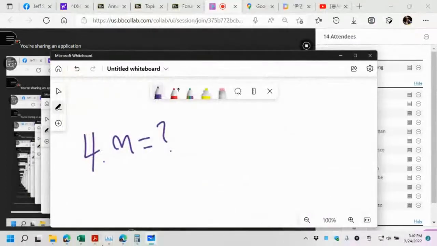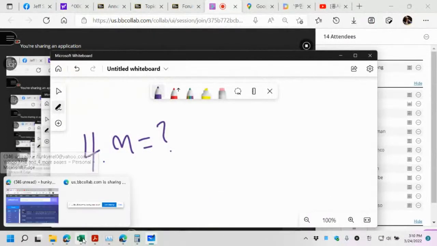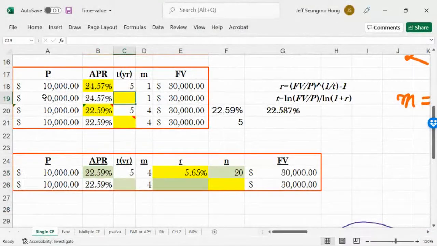The example was here. What if you know the APR is 24.57, right? The same scenario: you put $10,000 in the bank today. Currently its APR is 24.57, and your target future value is 30K. So how long will it take, given these three variables? How many years will it take to reach your target goal?